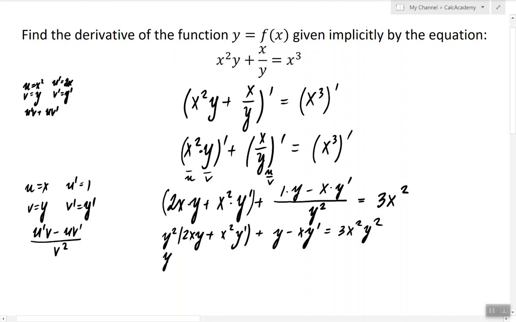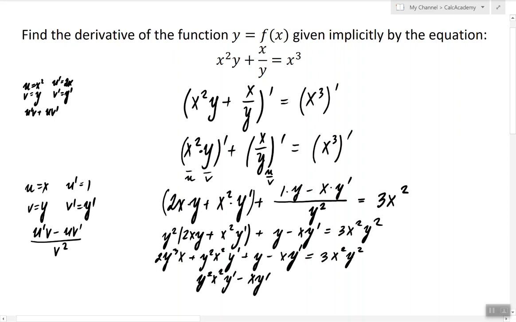So distribute this, so we have 2y cubed x plus y squared x squared y prime plus y minus x y prime is equal to 3x squared y squared. So everything that doesn't have y prime in it, we will take to the right side. So on the left side we have only the terms that have y prime in it. So the right side is this.